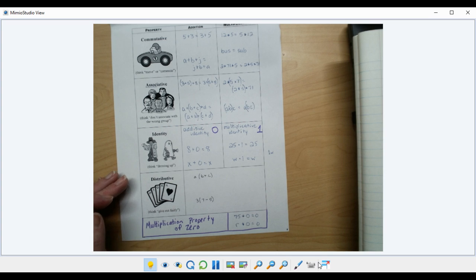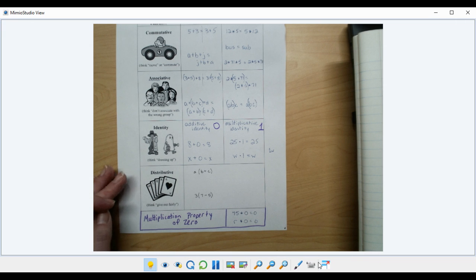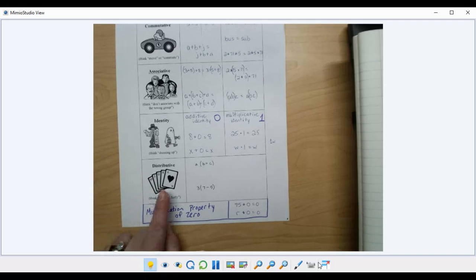So today we're going to continue our study of properties. The distributive property happens so often in math that I'm going to give it its own day. So we're going back to the chart that we started last week. We're going to fill in this last section. I'll give you a minute to get that out. You can pause and then come back.